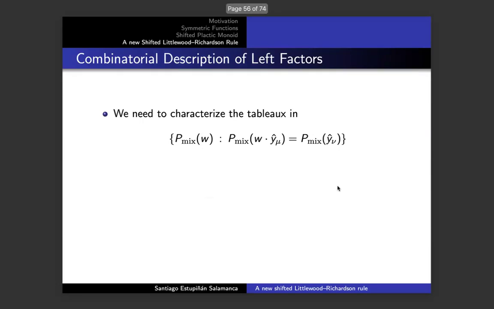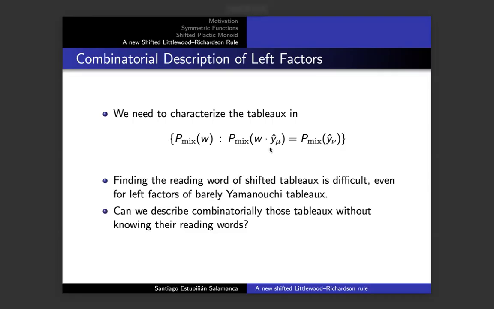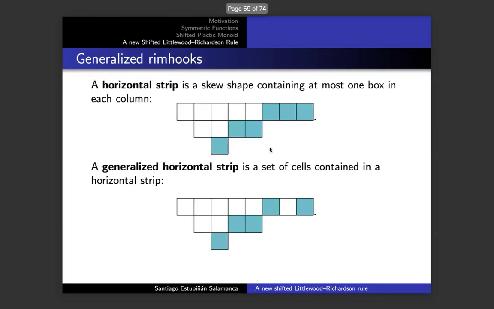But if I want to count the coefficients of the orthogonal Grassmannian, I need to characterize the left factors appearing in this or satisfying this equation. And a difficulty in the shifted setting is that it's very difficult to find a reading word of a shifted tableau that mixed inserts to the same tableau. So instead, we try to describe combinatorially the tableau without reference to the reading word. And for that, I'll need several notions.